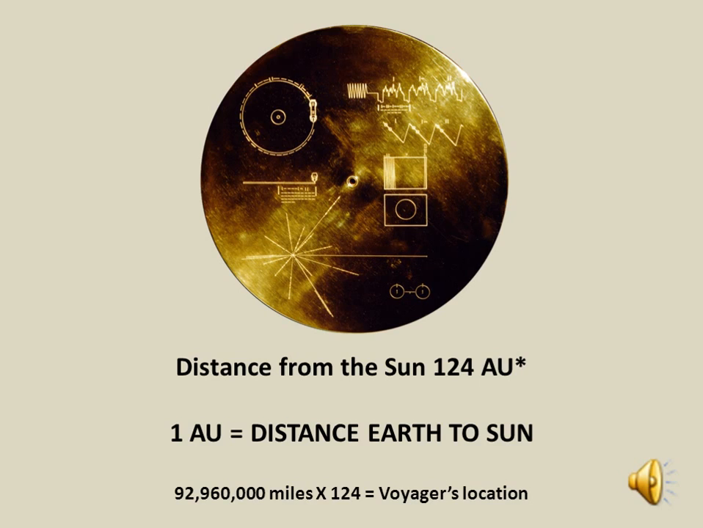You may recall that one astronomical unit is approximately 93 million miles, as it represents the distance from Earth to Sun. To find out how far Voyager 1 is from the Earth, you need to multiply 124 times 93 million miles.